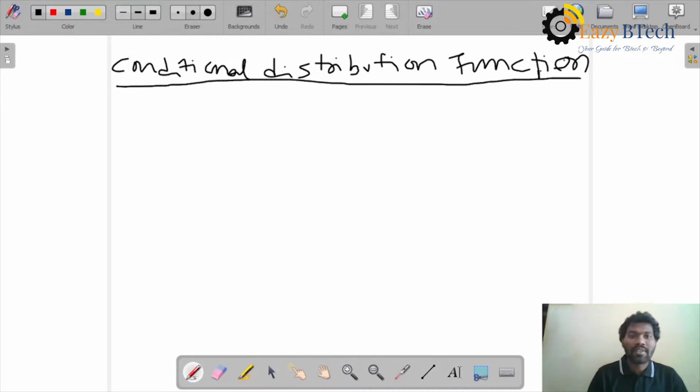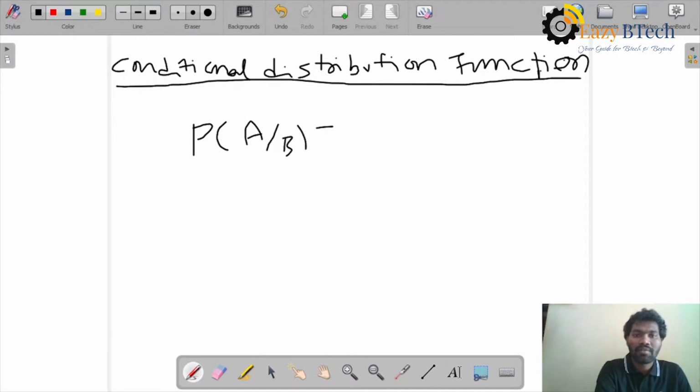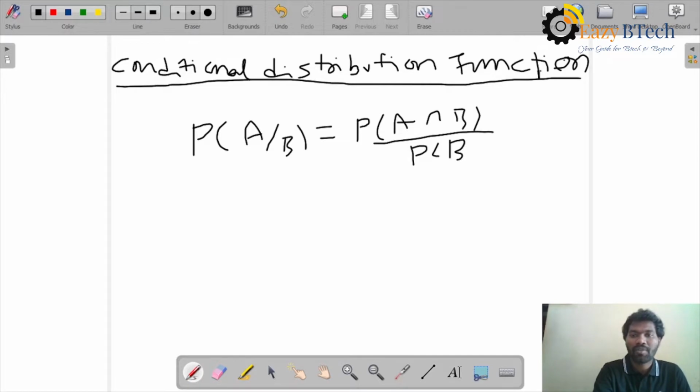As the name indicates, here we introduce conditional probability. We already know that the conditional probability P of A given B is equal to P of A intersection B divided by P of B. This is the conditional probability we already know. Now we are introducing this conditional probability into the distribution function.